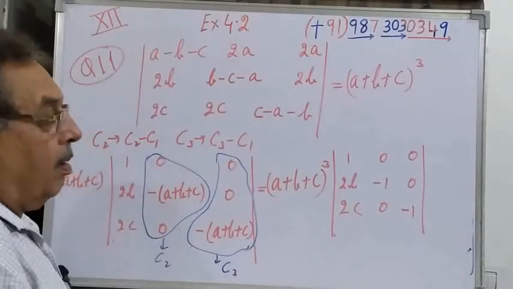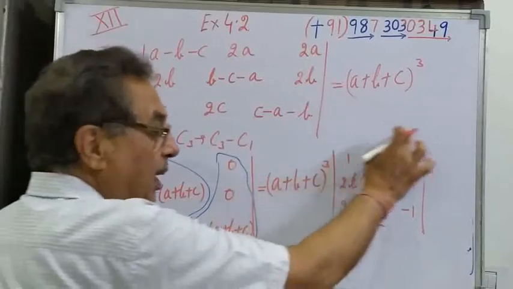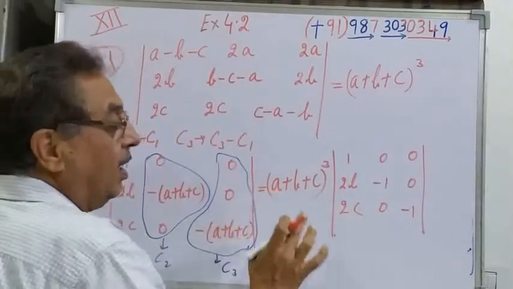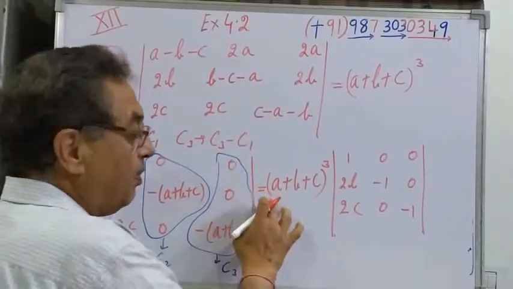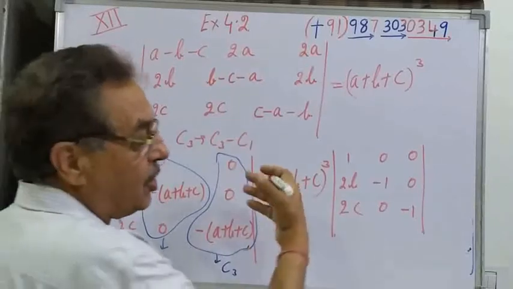Now, this result is sufficient. If this whole determinant becomes 1, then our answer is correct. That is (A + B + C) whole cube. This is what is being required on the right hand side. So now, just expand it.